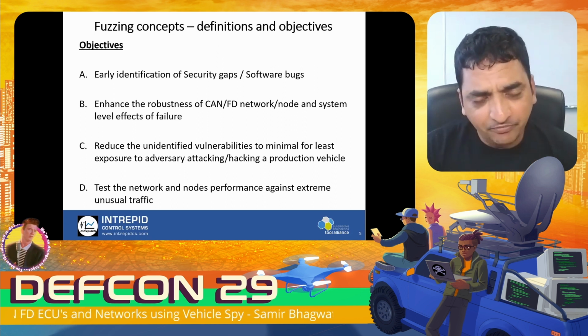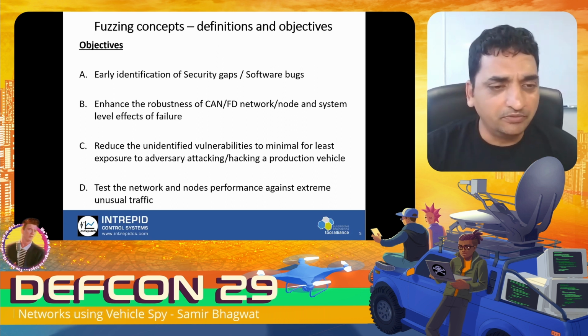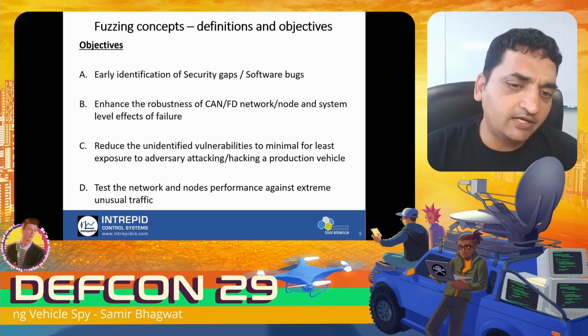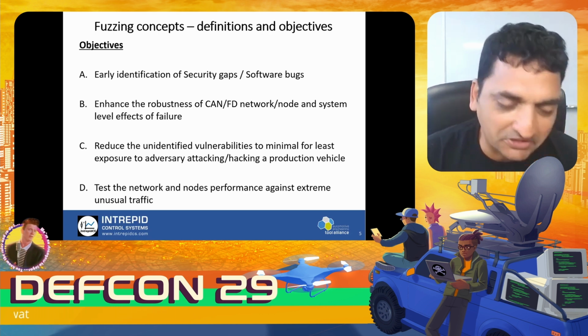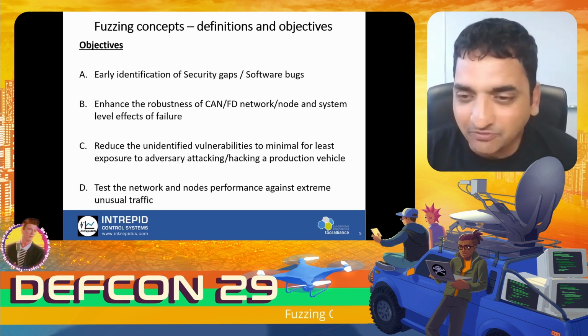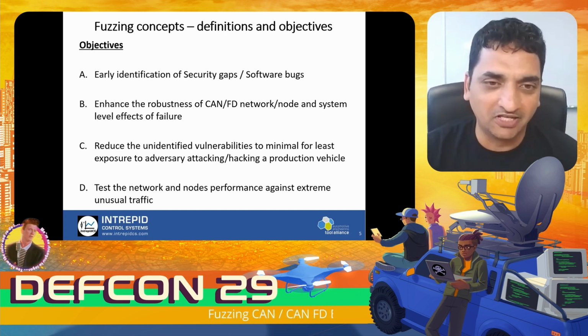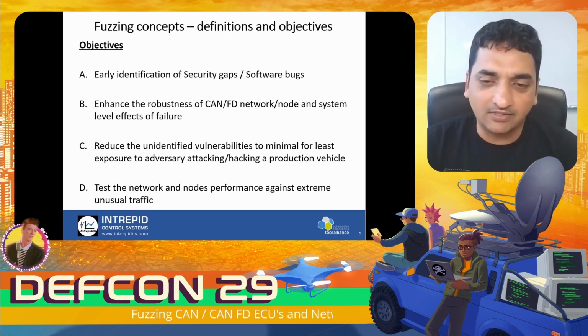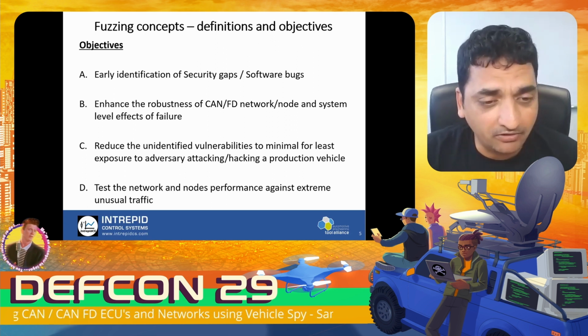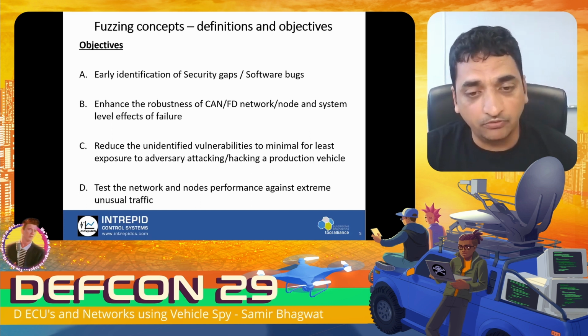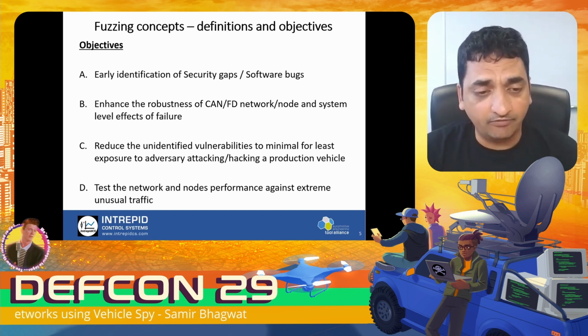Third, the idea is essentially again to look for vulnerabilities on CAN and CAN FD nodes and networks. Before somebody else finds them, essentially hack into your own network, find out all the exploits, and use all the exploits before somebody else does. So yeah, that's one of the important objectives in the automotive world for using CAN and CAN FD fuzzing.